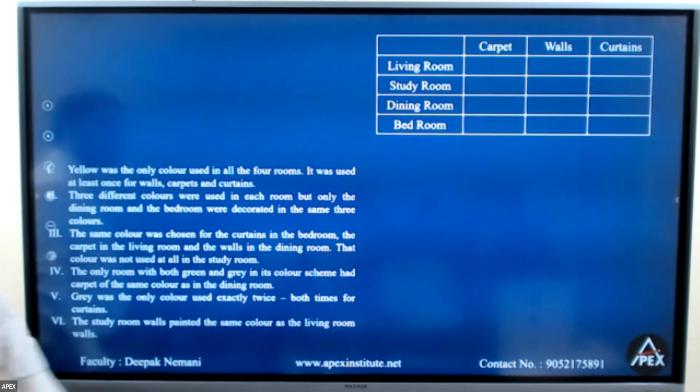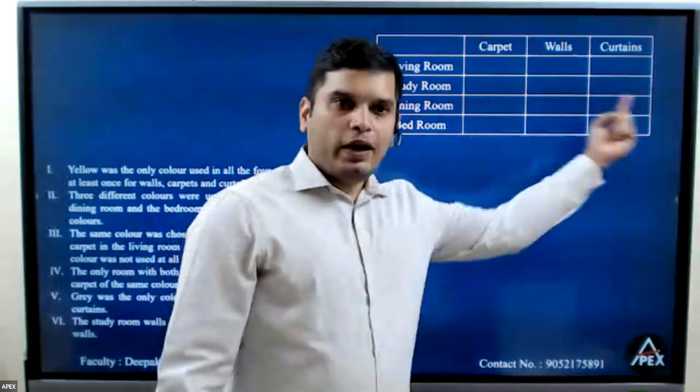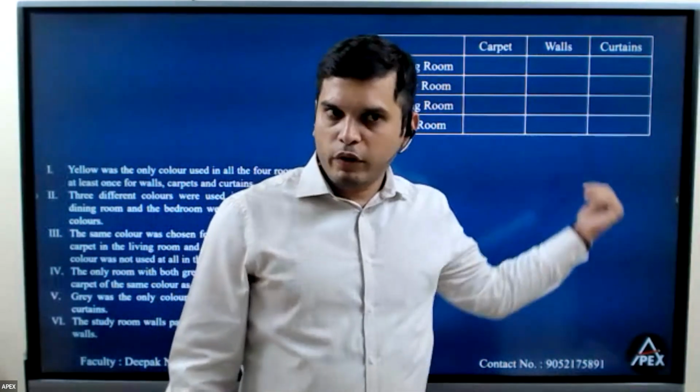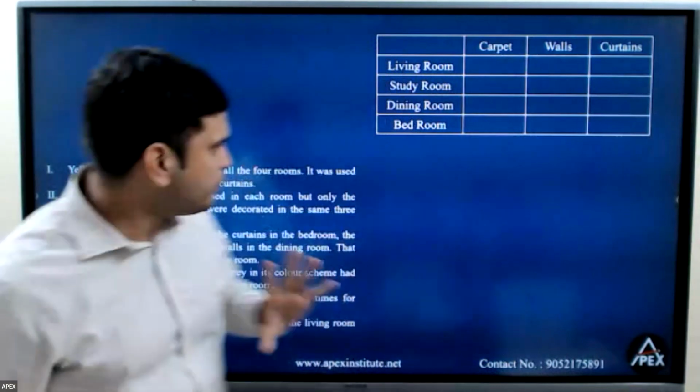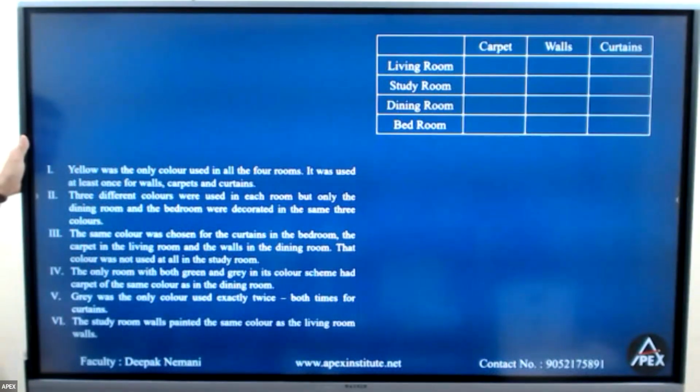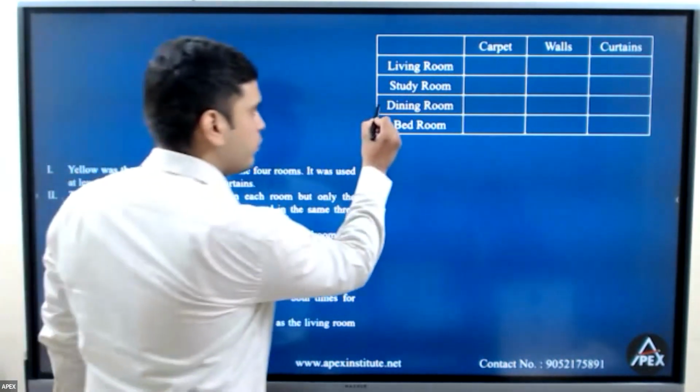Okay, so in these 4 rows you need to have yellow once, and in these 3 columns you need to have yellow at least once. Now 3 different colors were used in each room, but only the dining room and bedroom were decorated in the same 3 colors.